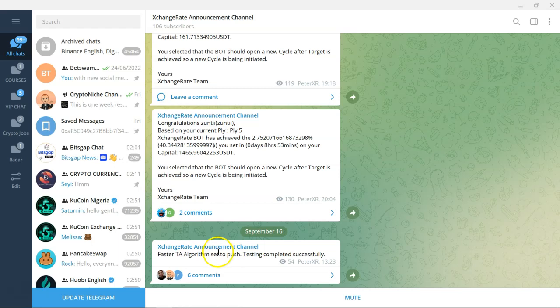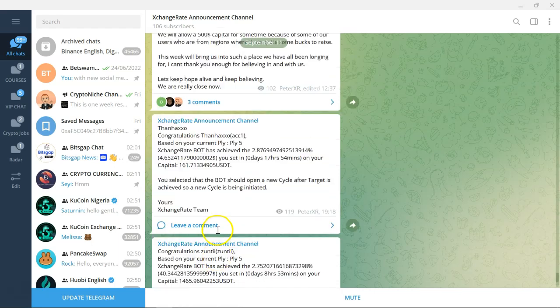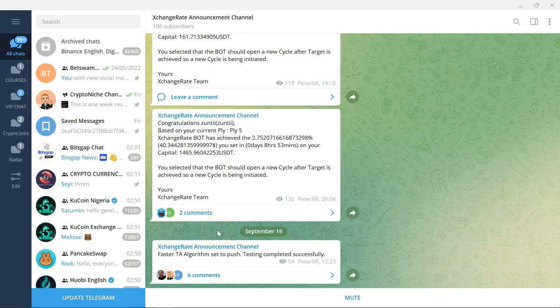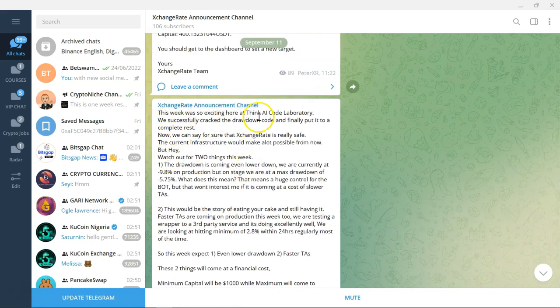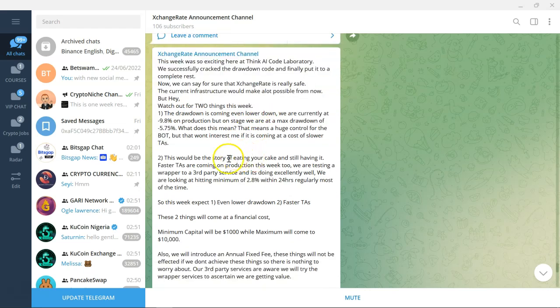All right. So if you look at this, it means that some people are going to be in profit. I don't know, but I'm in profit right now, though the profit might just be a very small amount of money. If you look at this September 11th post, they say they are working with a new set of instructions. Look at this. First, the drawdown is coming even lower. We are currently at minus 9.8% on production, but on stage we are at a max drawdown of 5.75%. That is really awesome.